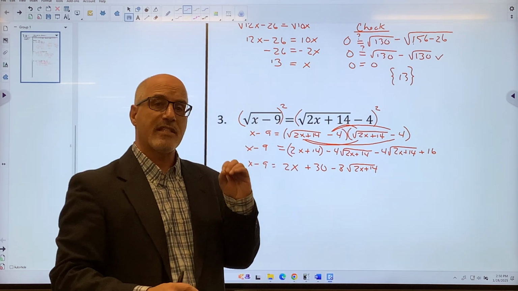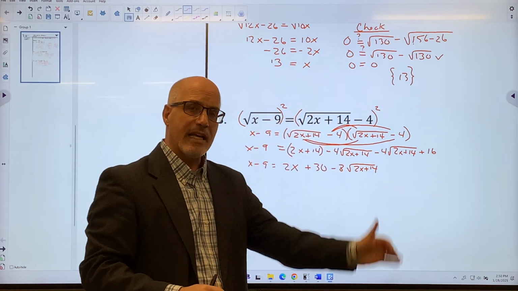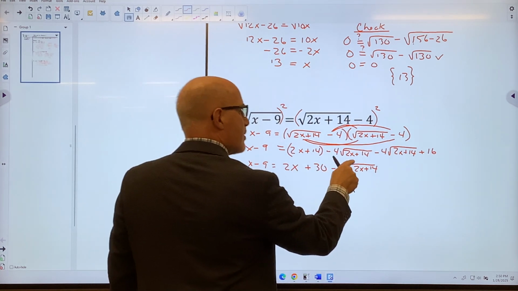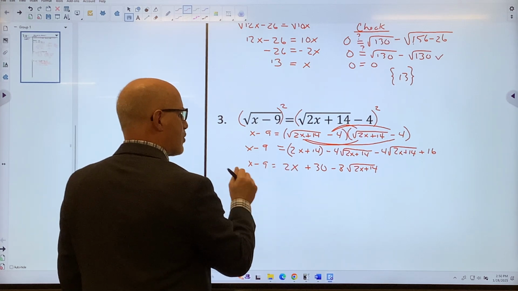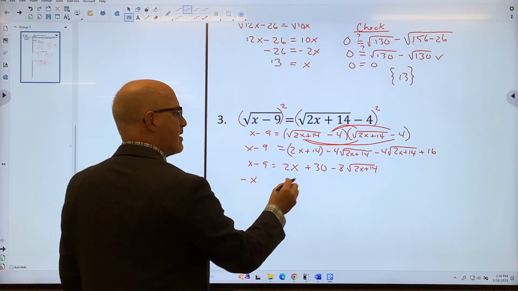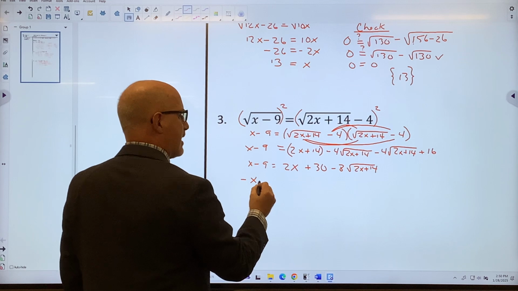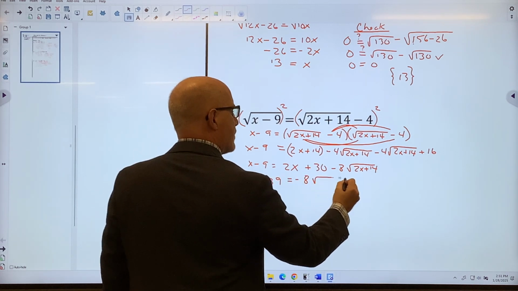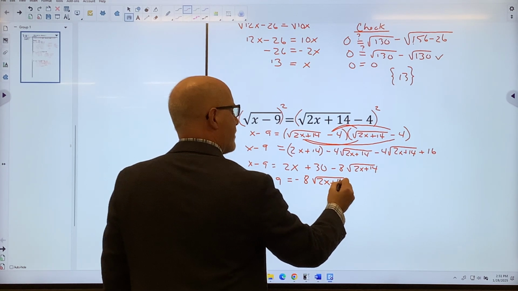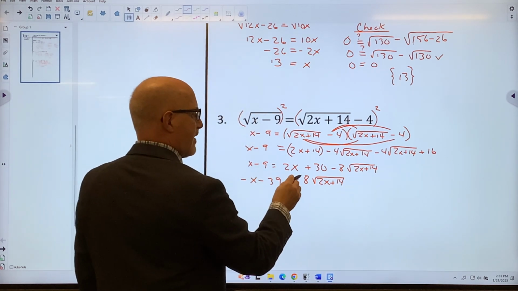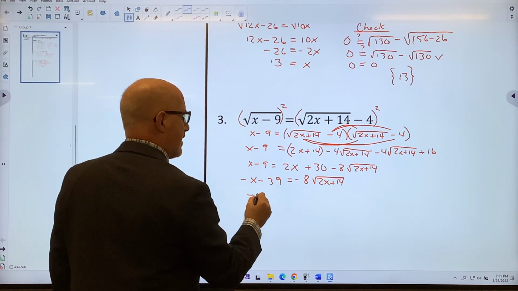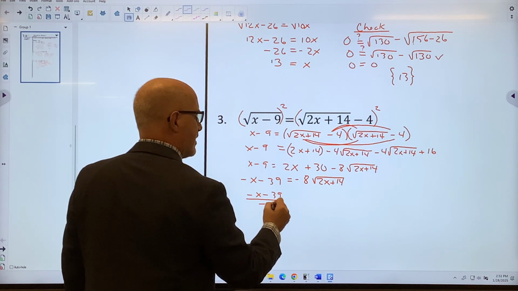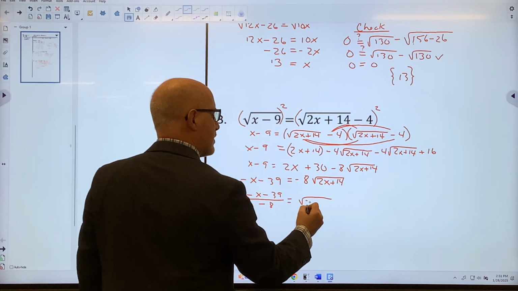So now I can follow that same technique of, again, getting the square root by itself. So this is where you have to repeat it a second time. So we get this square root by itself. I'm going to subtract 2x from both sides, I get negative x. I'm going to subtract 30 from both sides, I get negative 39. And then over here I'm going to get negative 8 square roots of 2x plus 14. Now I'm going to go ahead and divide by negative 8 on both sides, so you get negative x minus 39 over negative 8 equals the square root of 2x plus 14.